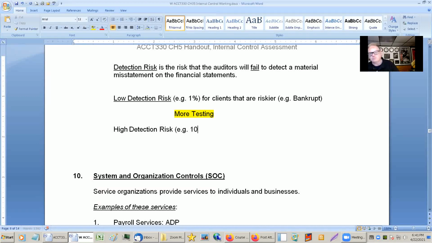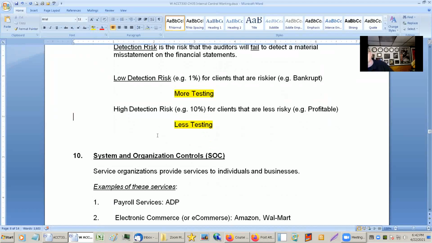Let's say 10%. Let's say they're profitable. So companies that are profitable have less incentive to cook the books. So you can probably feel very comfortable using a lower standard for them. You won't completely trust them, obviously, but you'll do less testing. So a higher detection risk would be allowed.